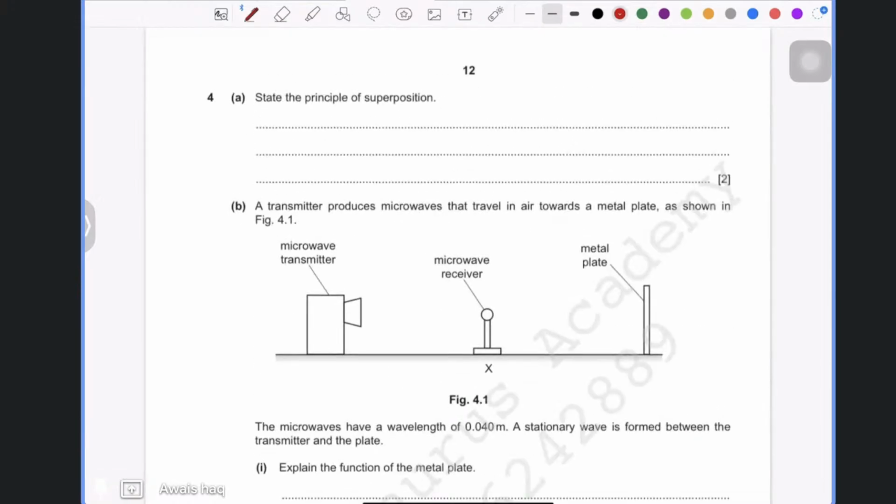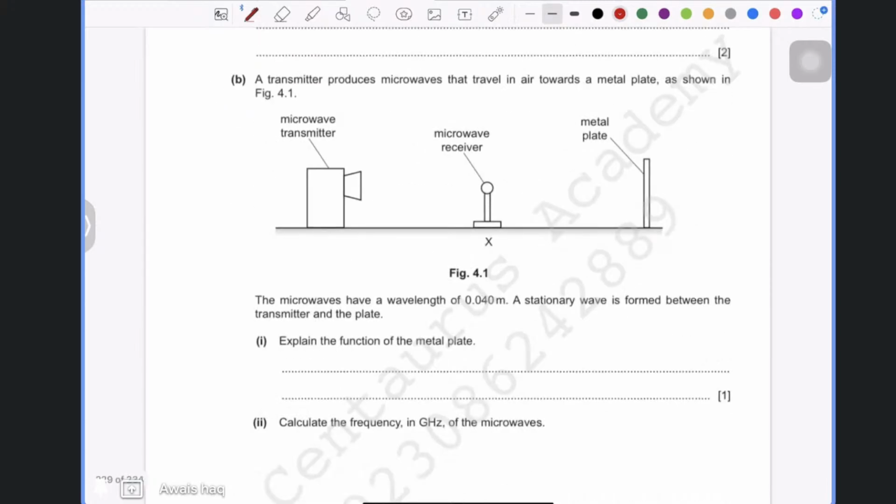So again, principle of superposition, homework for you people, because that you can write. It says what is the function of the metal plate: to reflect the incoming progressive wave in the same line with the same frequency and amplitude that forms a stationary wave. Okay.